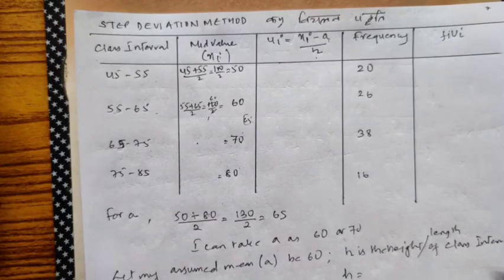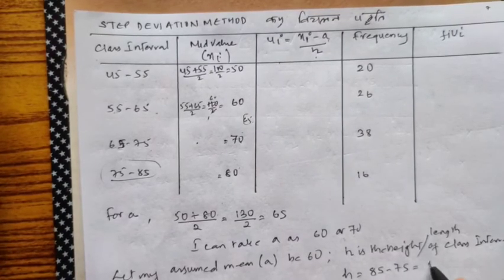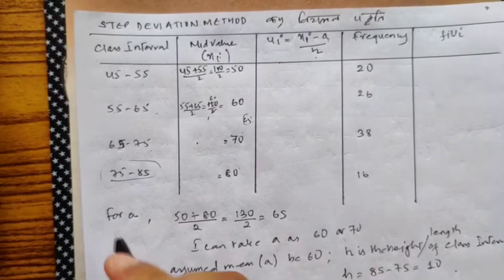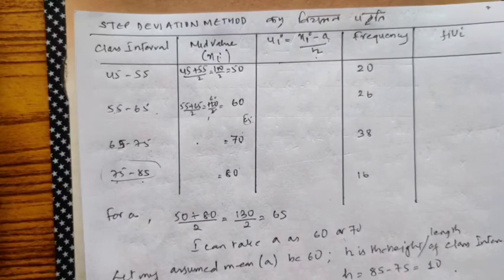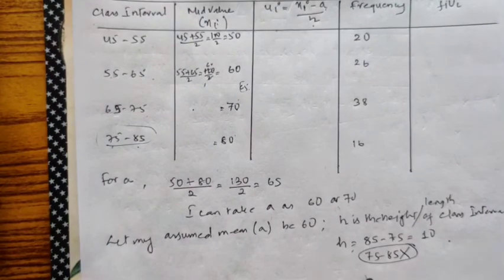But if you wish to show, you can show it this way. Let's take this class interval, 75 and 85. Don't write 75 minus 85. You write 85 minus 75 is 10. So your h is 10. Don't write 75 minus 85, or else you will get a value of minus 10. Write 85 minus 65 is 10, or anything.